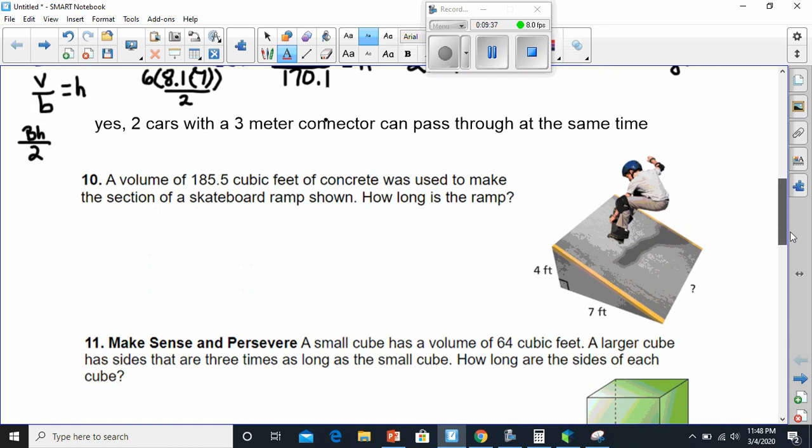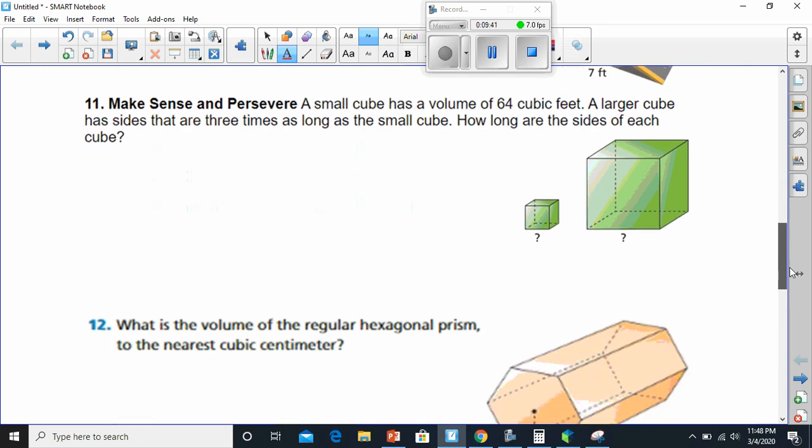You guys have number 10, so good luck with that one. I am going to number 11. It says make sense and persevere. A small cube has a volume of 64 cubic feet. So this one right here has a volume of 64 cubic feet. A larger cube has sides that are 3 times as long as the small cube. How long are the sides of each cube?